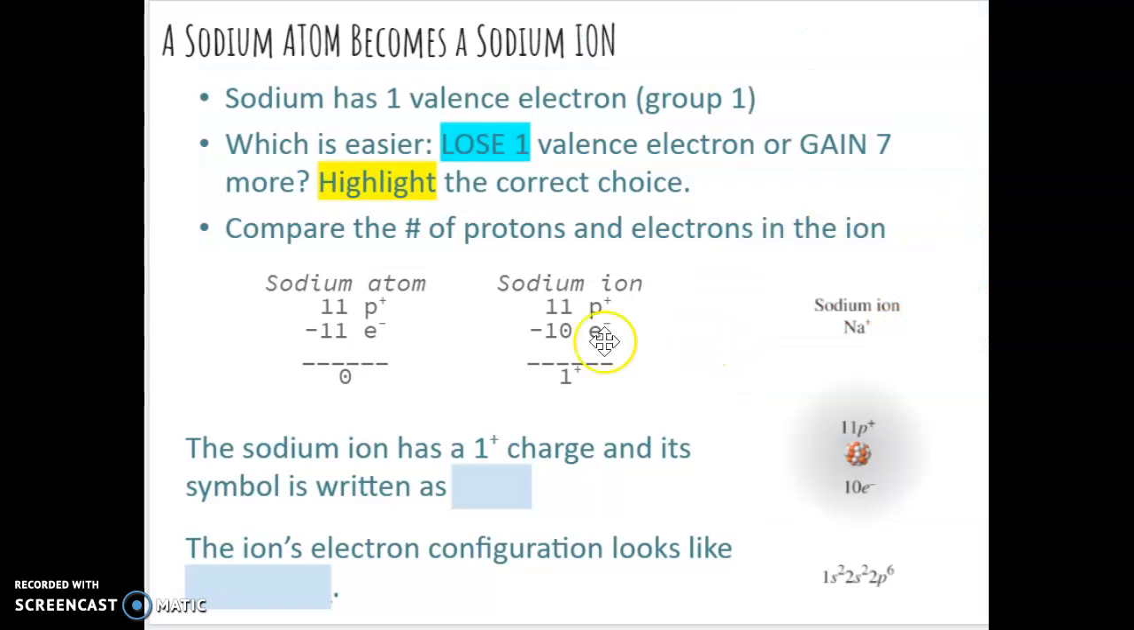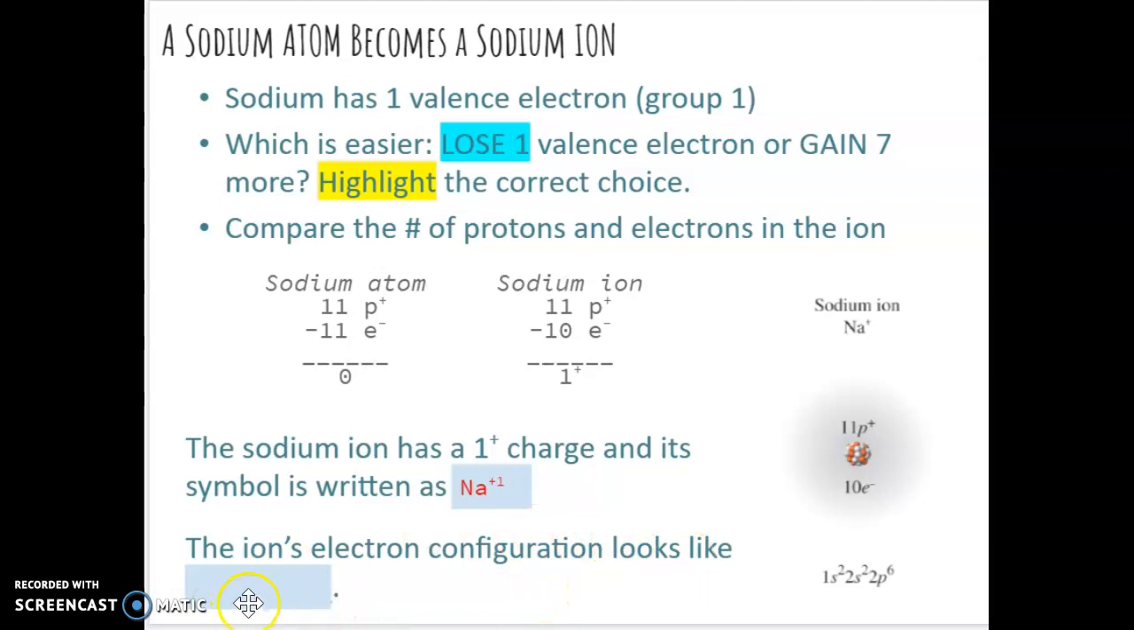Compare the number of protons and electrons. So here, in a neutral atom, you have 11 and 11. In an ion, you have 11 protons and 10 electrons. So the sodium ion has a +1 charge, and its symbol is written as Na, and then you do control period, +1. Usually you don't write the 1, you usually just put plus. You only put the number if it's greater than 1, but you can put Na +1.